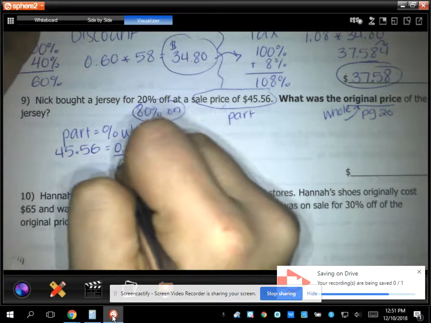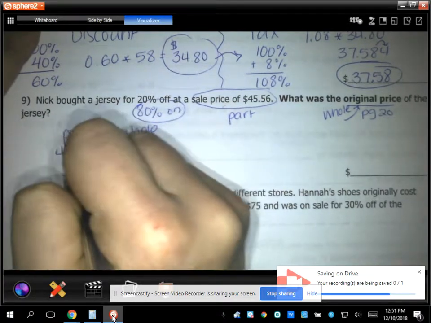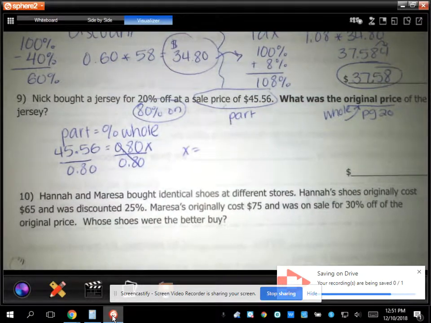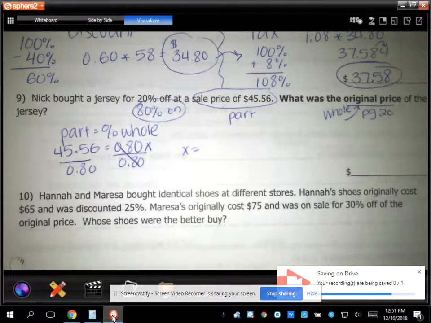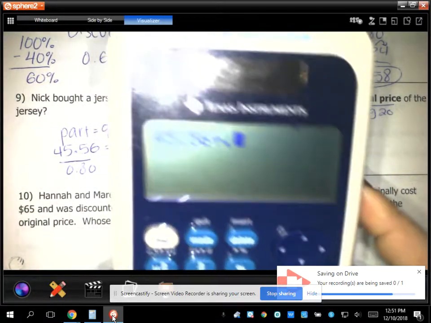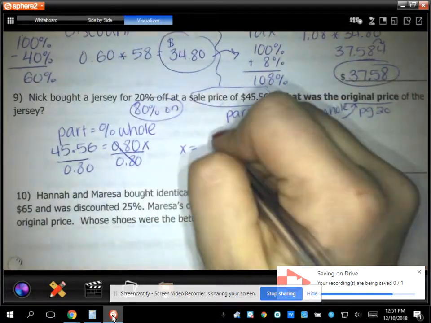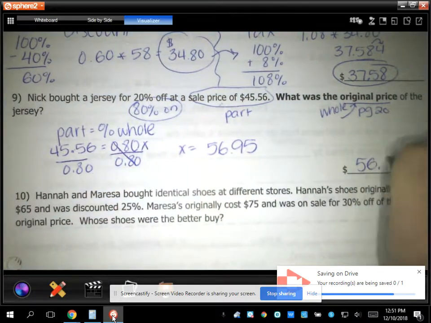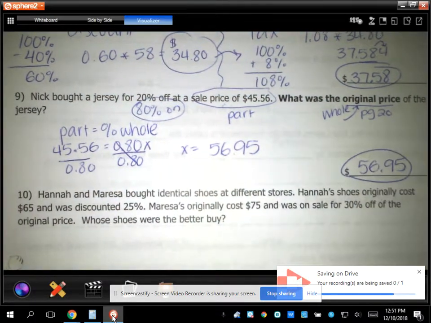And then I'm going to divide both sides by 0.80. X equals, so let's see, $45.56 divided by 0.8. I get $56.95. $56.95 is the original price before it went on sale.